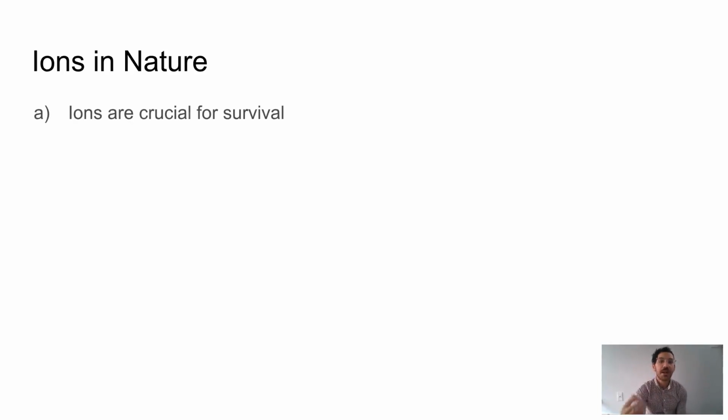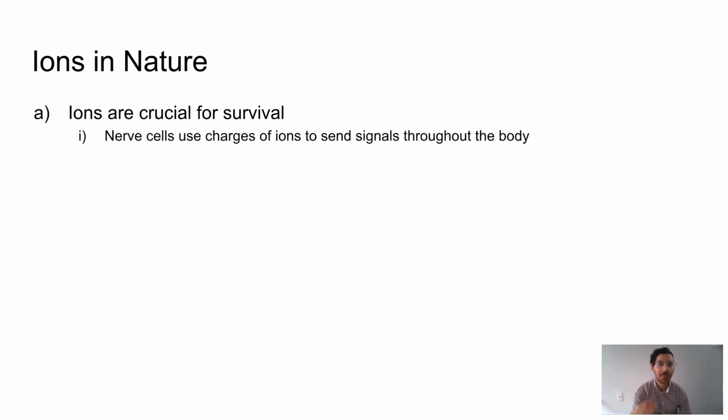Let's wrap this up. Ions are crucial for my survival and maybe yours if you're not a robot. The nerve cells inside of my body require ions to send signals throughout the body. The brain, as you may know, conducts electrical signals, and these ions, these charged particles, are an important part of that. And if you've ever heard a Gatorade commercial that's like, dude, you need electrolytes, ions are electrolytes. Electrolytes just means that there are ions in there.